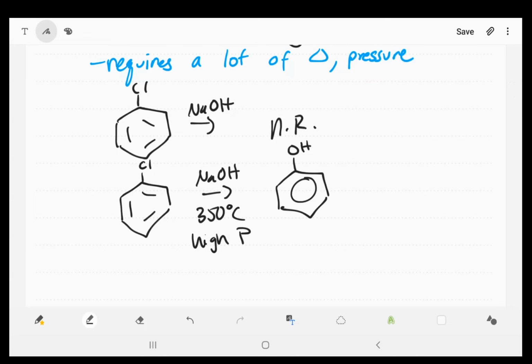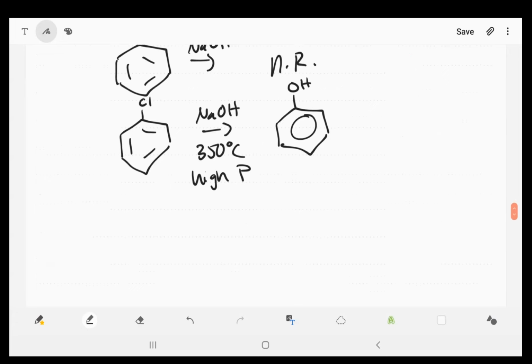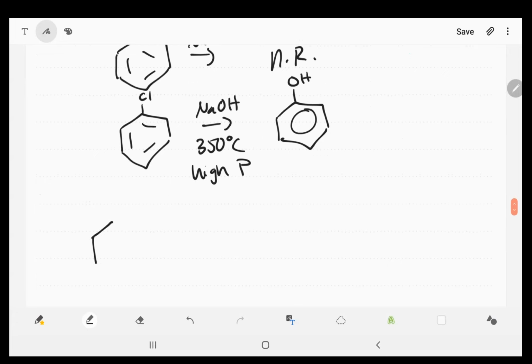But we have some interesting things that happen with this. We might expect that if we put something else on it, we probably wouldn't change much. But if we go ahead and do this, what's interesting is we actually get two products out. So you might be thinking, well, what the heck? Let's see what those products are.